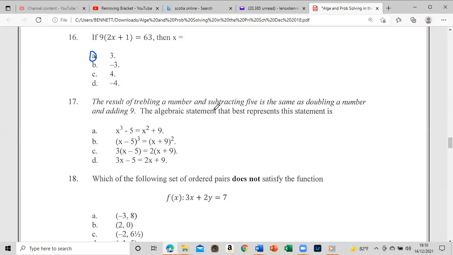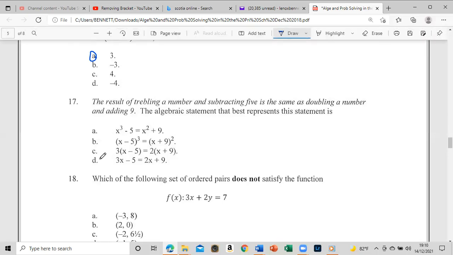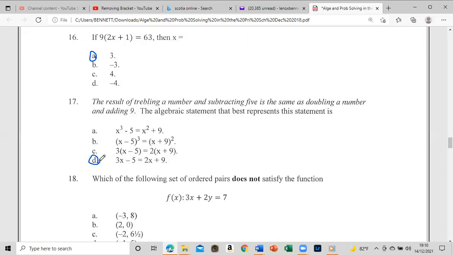So I guess that's 3 times it, no? Here it's minus 5, which is the same as doubling a number and adding 9. So it has to be D, no matter what you look at in the rest of it. D caught my eye and I just say it has to be D, because look, you treble it, which is 3 times it, minus 5, double it, and add 9.